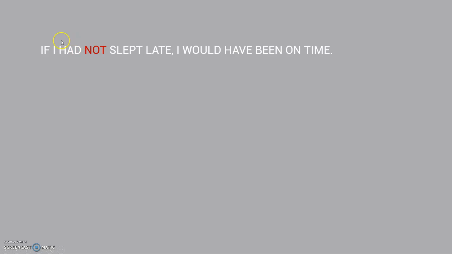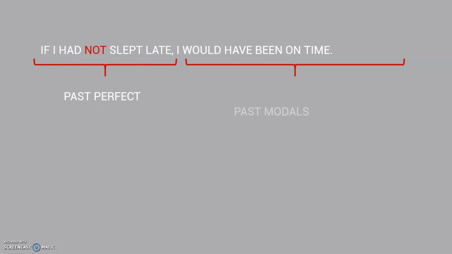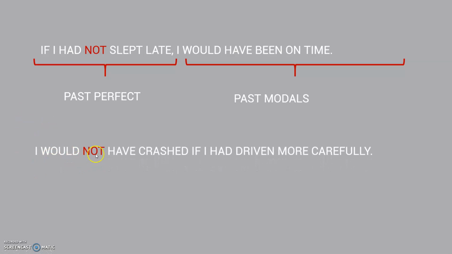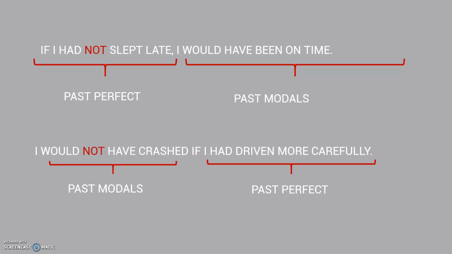Good. How do we make the negative? We add not after the auxiliary. Same thing in the if, past perfect, and in the result, past modals. Now, I can make it in the result. And I can say, I would not have crashed if I had driven more carefully. Okay, you see that the not is again after the auxiliary all the time. If I had not, I would not have, I should not have, I might not have. Same thing all the time, past modals, and then past perfect.